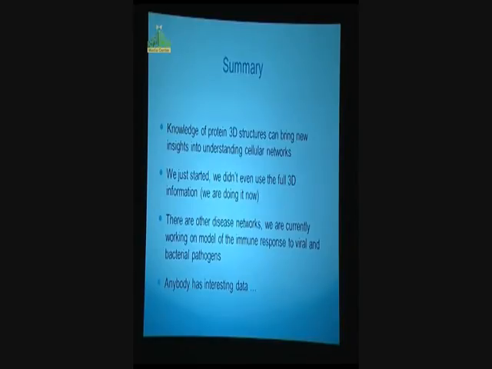So in summary, we believe that yes, three-dimensional structure information can bring new insights in understanding cellular networks. We just started working on one particular example of a network, which is a cancer network. We haven't really used all the three-dimensional information. We're doing it now, but we just use the information that proteins are divided into domains, and we already got in this simple experiment, we discovered about 170 new markers correlating response of cells to drugs, and there are also other disease networks.